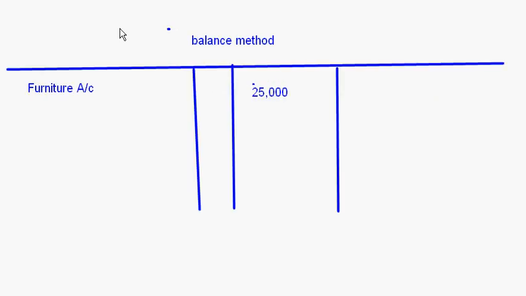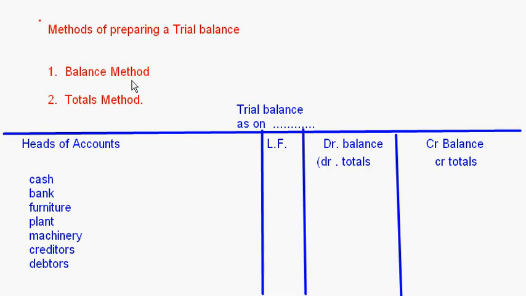Normally, we'll be following the balance method. The totals method is not widely followed. It is the balance method which is followed everywhere, and we will be taking up questions on the balance method only. So now we have seen how to prepare a trial balance, like what is the format of a trial balance and what are the different methods of preparing a trial balance, right?